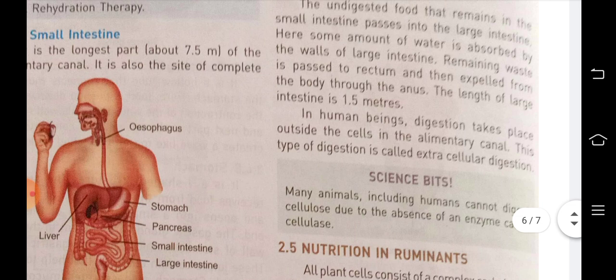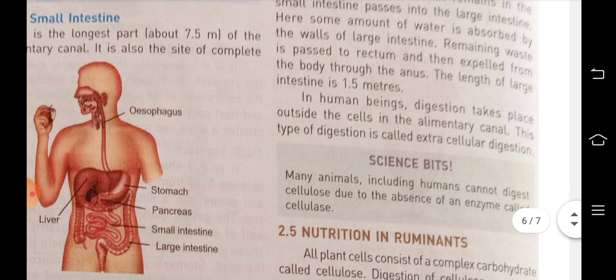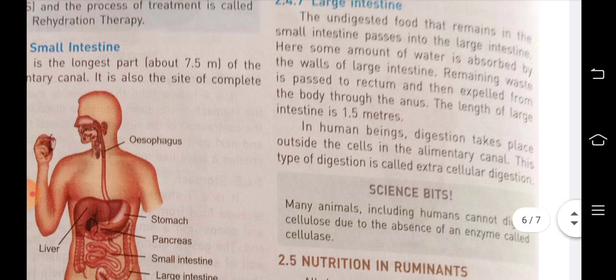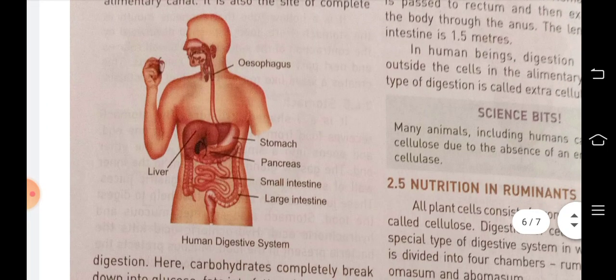In human being, digestion takes place outside the cell in the alimentary canal. This type of digestion is called extracellular digestion. So many animals, including humans, cannot digest cellulose due to the absence of an enzyme called cellulase. So this is all about the digestion in human being. So you have to learn all the different parts of digestive system and their function.